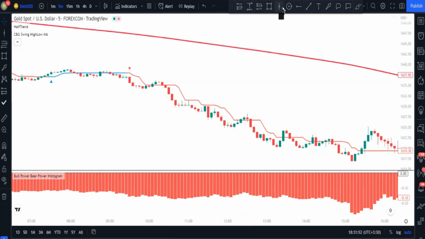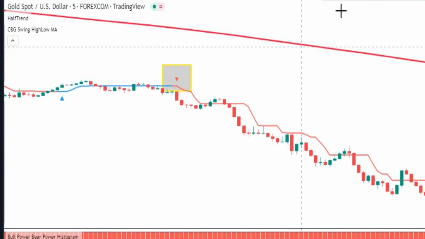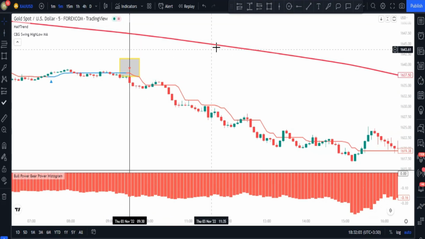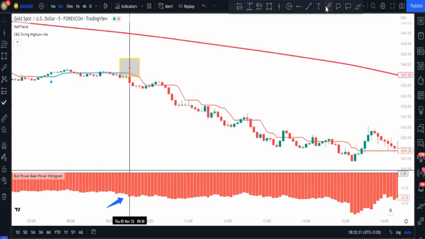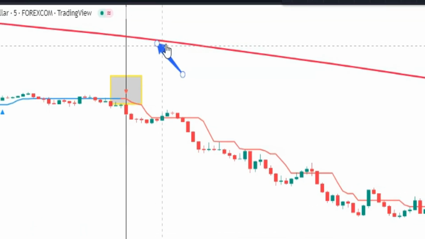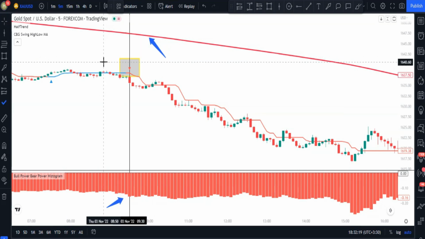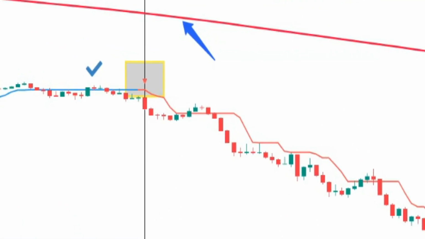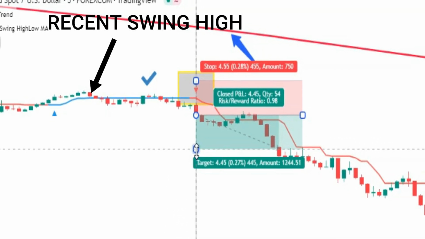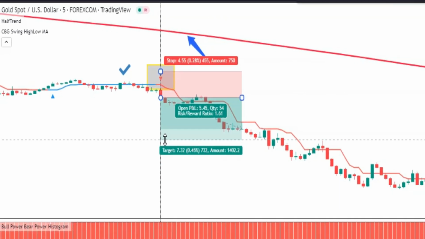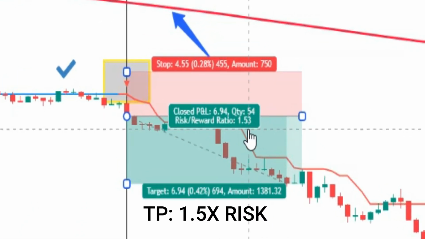And the conditions for entering a sell position are as follows. First, we need a valid short signal by the half trend indicator. And also this histogram should be red. Finally, the swing high moving average should be red and it should be above the price action. So when all these conditions are met, we can place our short order at the close price of our trigger candlestick. And our stop loss will be just above the recent swing high. And just like the long signal, the best take profit for this strategy would be 1.5 times greater than the stop loss.